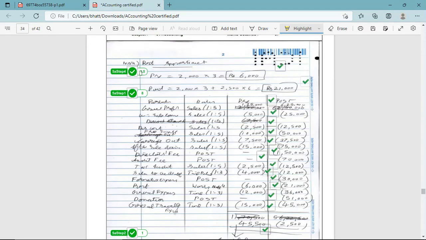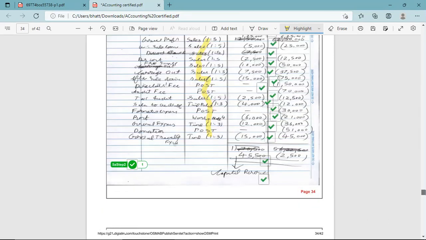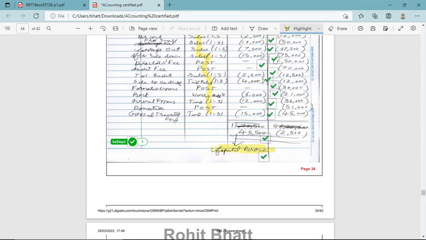Then 1.5 marks for the rent apportionment. Then 8 marks for all this, including the bases. These are also very important. Sometimes the examiner can cut marks for this. And here we had to write the treatment, which I have written. It will transfer to capital reserves, hence 1 mark for this.